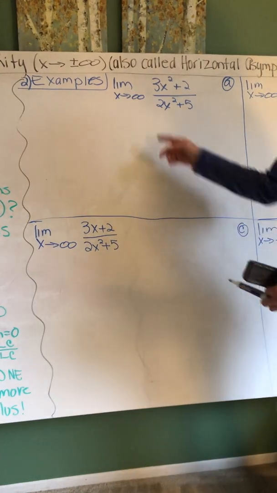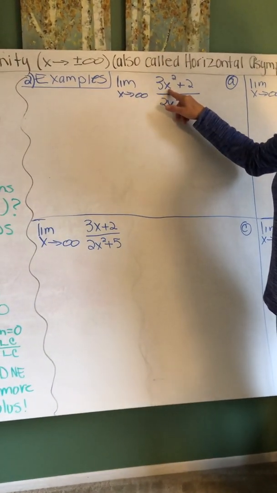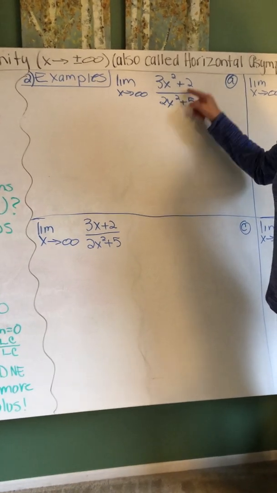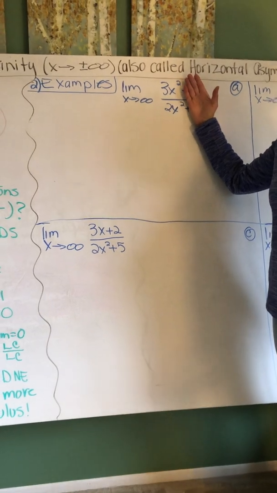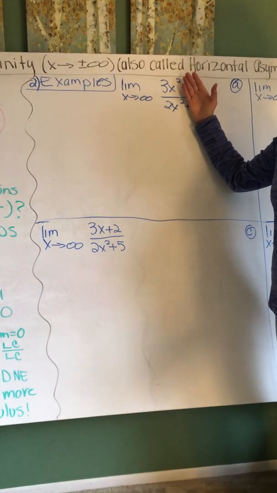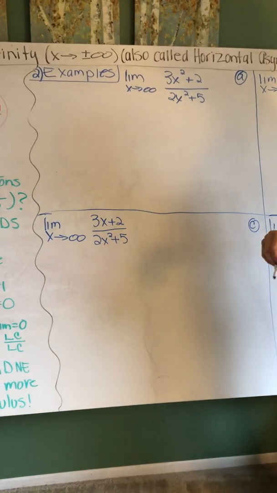So I think by logic, as x approaches infinity, if I put 10 million here and 10 million here, this plus 2 and plus 5, that's not going to matter, right? And now the x squares cancel out. I think by logic, my limit's 3 halves, okay? How do we show this algebraically?